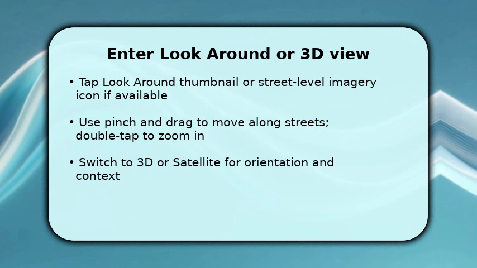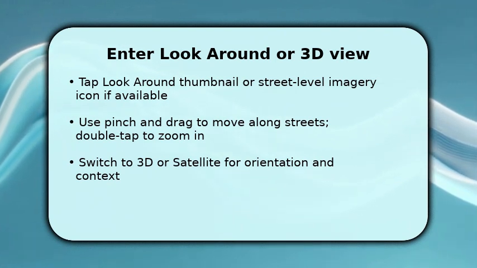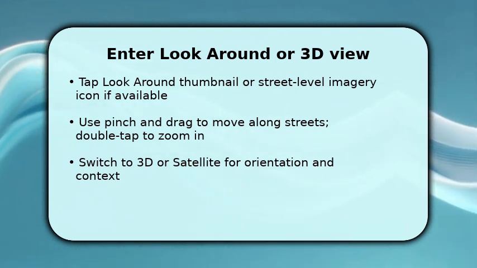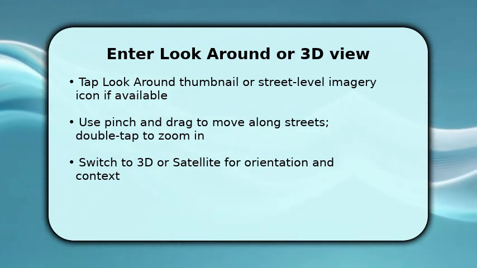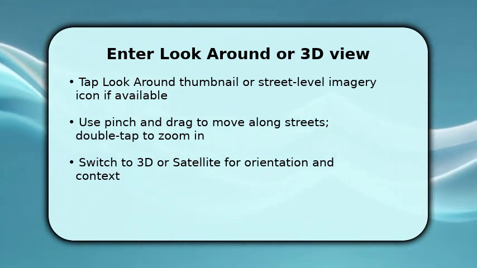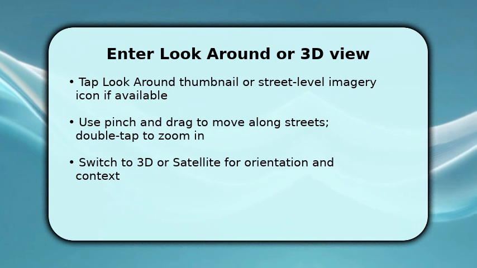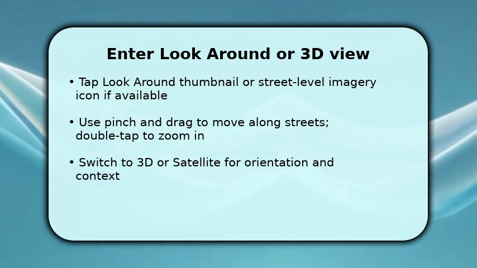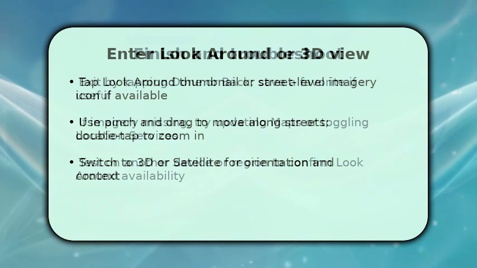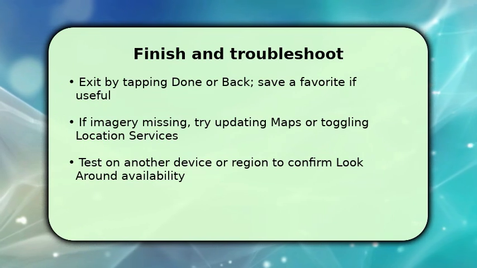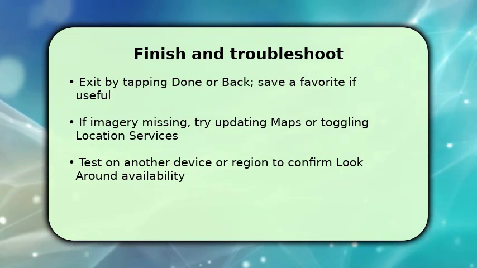Use a single finger to drag and pan, and pinch to zoom. Double tap to jump forward on a street. Make sure to use the compass or the 3D button to reorient. This helps you understand where you are in relation to landmarks. If the area lacks look around, switch to 3D or satellite to get the best visual cues. To finish, tap Done or the back arrow and save the spot as a favorite if you'll return.